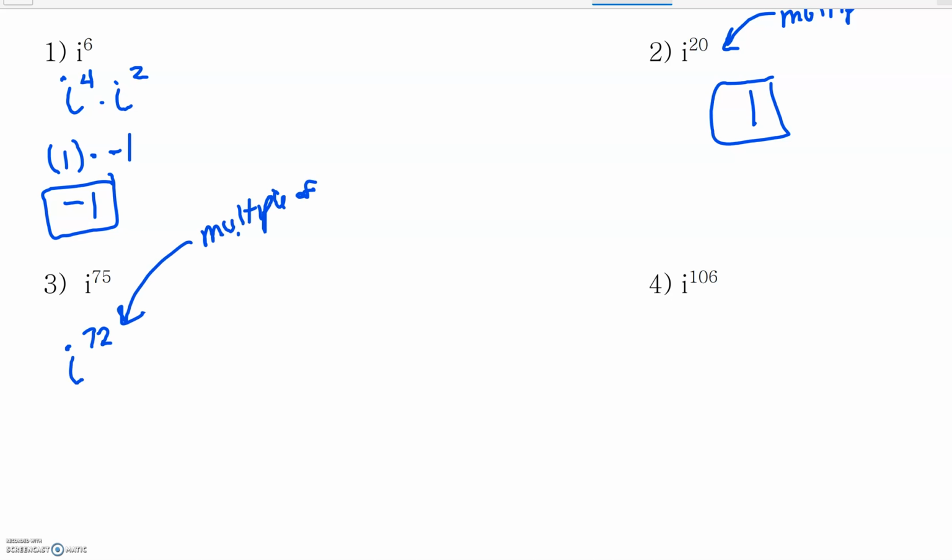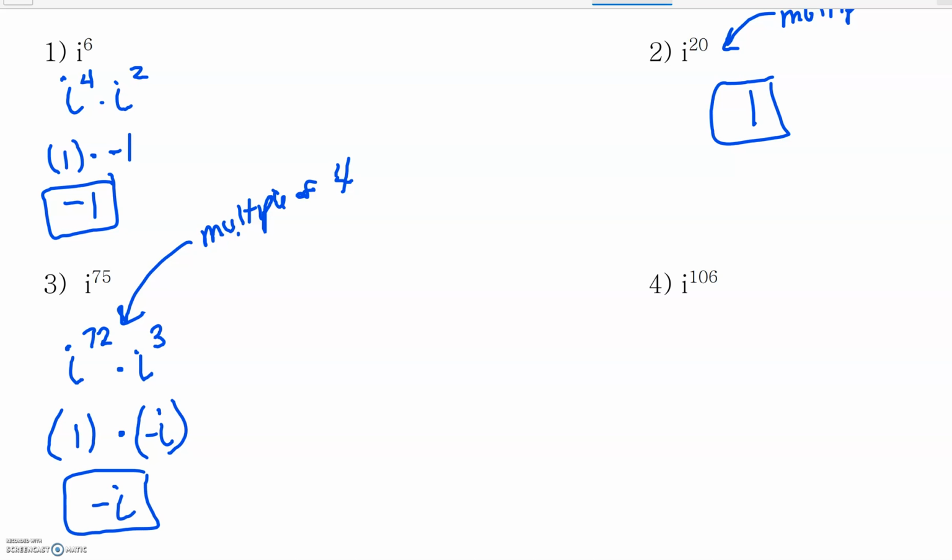So, multiple of 4. 18 times 4 is 72. And then what's left would be i to the 3rd, because that would add to get that 75. So I know this being a multiple of 4 is going to be 1 times, and then i to the 3rd is negative i. And then we have 1 times negative i is negative i.